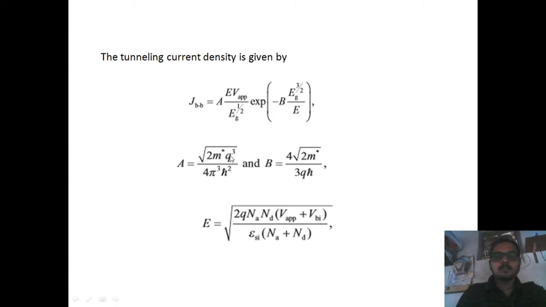Then this E, the electric field, is equal to root of 2q, where q is the charge of electron, into Na. Na means doping of n type material and Nd is doping of p type material. VAP is the applied voltage, plus VBI is the built-in voltage, divided by epsilon Si, the permittivity of silicon. Then Na plus Nd means doping of n type and doping of p type. This is the electric field equation. Remember these equations.